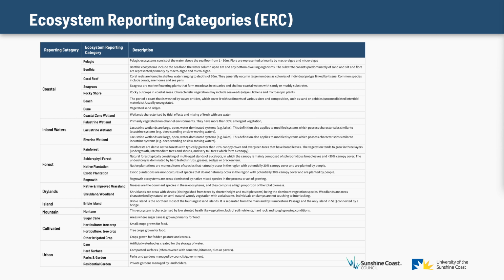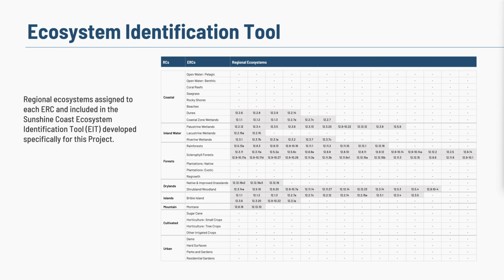For the most part, we use the Queensland Government's Regional Ecosystem Description Database, version 12, to assign the sub-ecosystem types into the 27 ecosystem reporting categories that we used in the project and the mapping. Where the location in question didn't have a regional ecosystem designation under that dataset, we used other sources such as the Queensland Land Use Planning dataset.